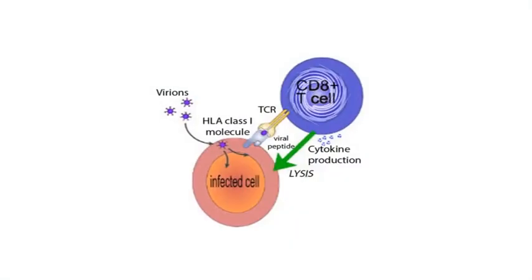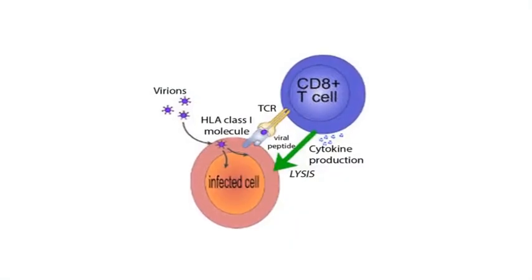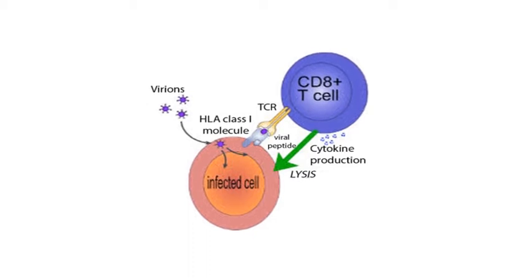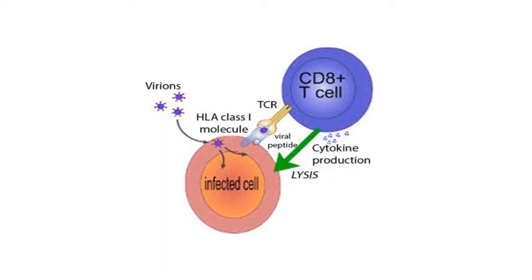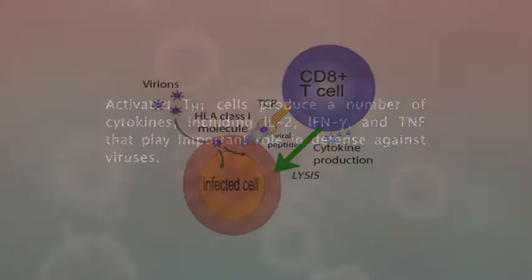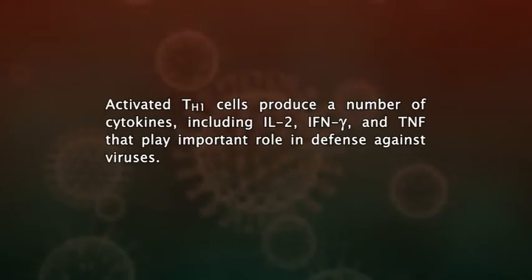In general, CD8 positive cytotoxic T cells and CD4 positive T helper cells are the main components of cell-mediated antiviral defense. Activated T helper cells produce a number of cytokines including interleukin 2, interferon gamma, and TNF that play an important role in defense against viruses.